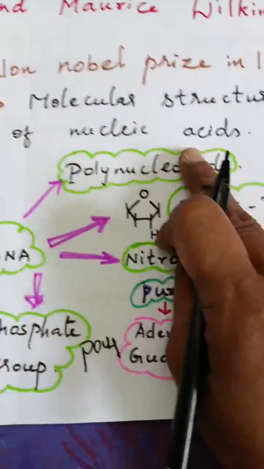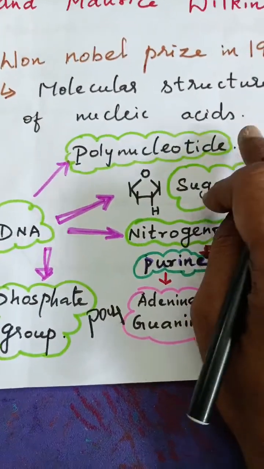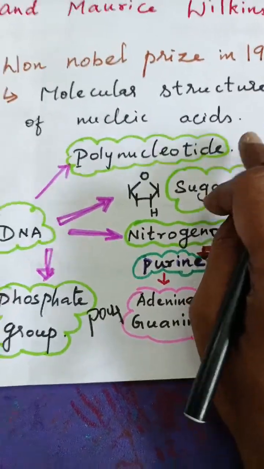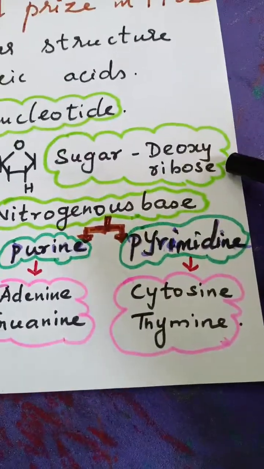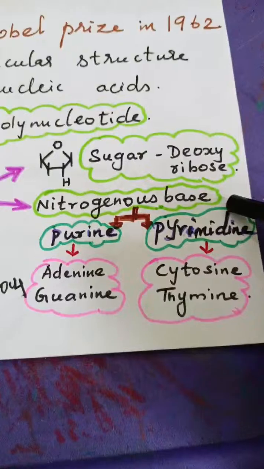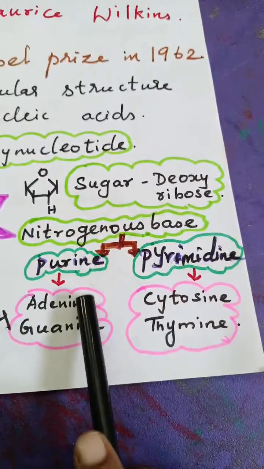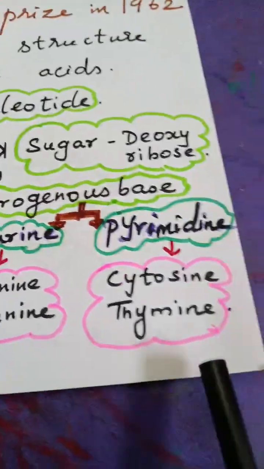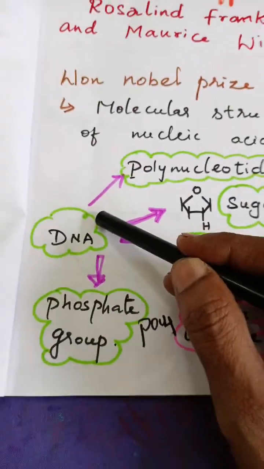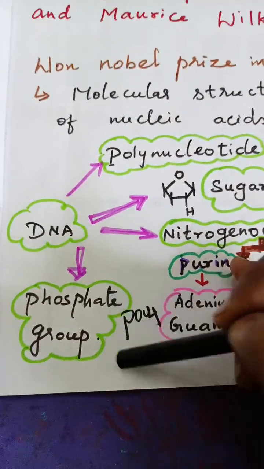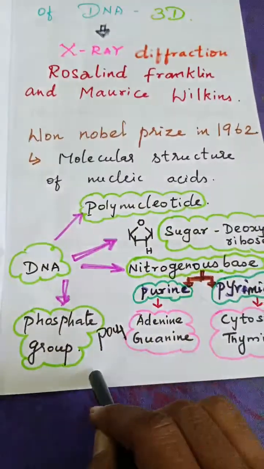So the first and foremost point is, DNA is not a single substance, it contains millions of nucleotides. So it is a polynucleotide, and it has a sugar base, known as the deoxyribose sugar, and it contains nitrogenous bases known as purines and pyrimidines. Purines are adenine and guanine, and pyrimidines are cytosine and thymine. In addition, the DNA also has a phosphate group. So this is about the basic structure of DNA.